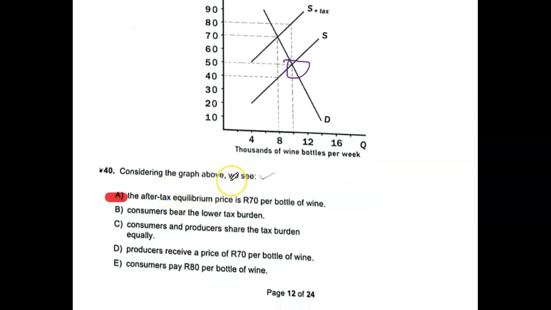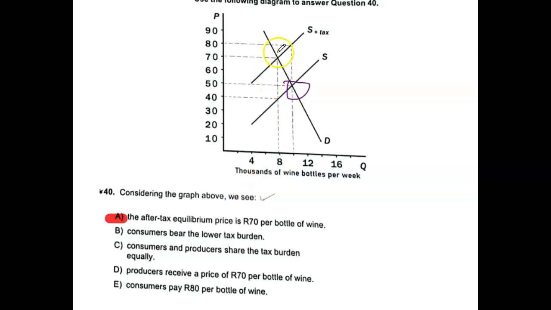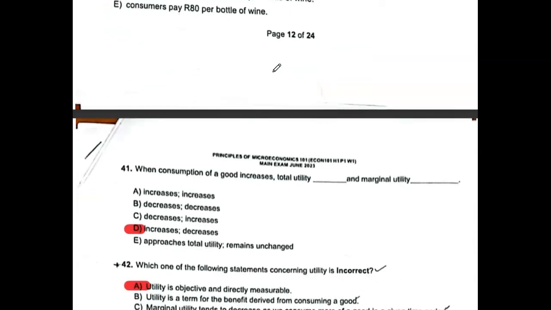Consumers: the after-tax equilibrium price is 70 rand per bottle. That's perfect. You see? 70 rand after tax. It won't be D. Consumers pay 80 rand per bottle of wine. Or it won't be D. Producer receives 70 rand. Although you might think it's correct, they won't necessarily get 70 rand. They can get 80 rand, 90 rand, 100 rand, because that's the minimum price, so you can sell it for more. So A is the most correct answer.